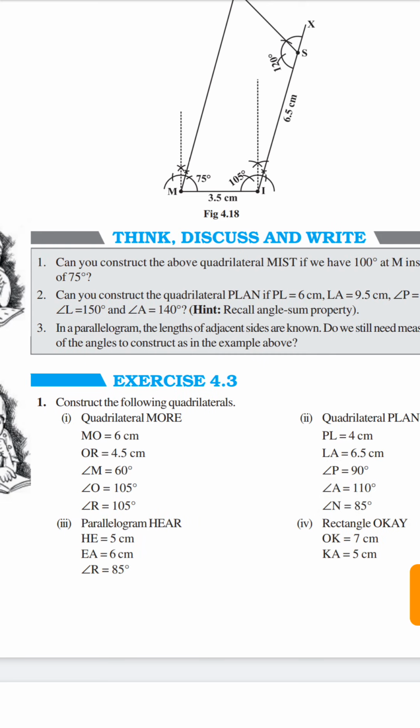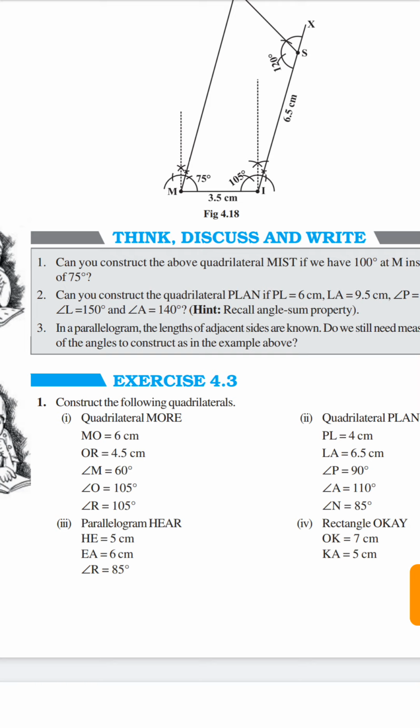Now there is exercise 4.3. Construct the following quadrilateral. Quadrilateral name is MORE. MO 6 centimeter, OR 4.5 centimeter, angle M 60 degrees, angle O 105 degrees. Here you see that angle M and angle O are given and line MO is also given.